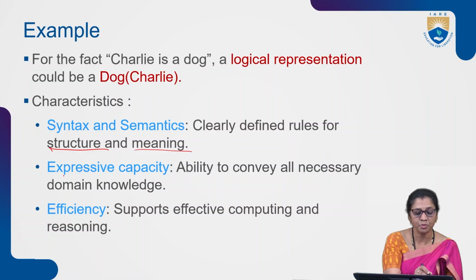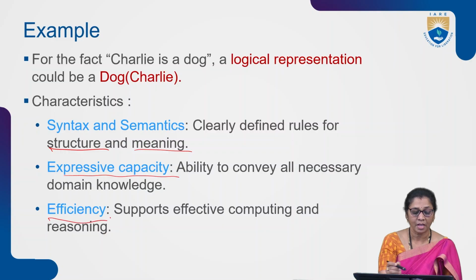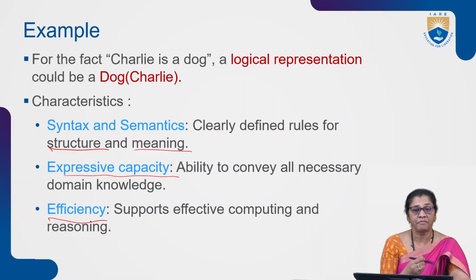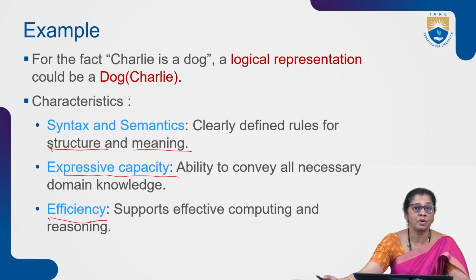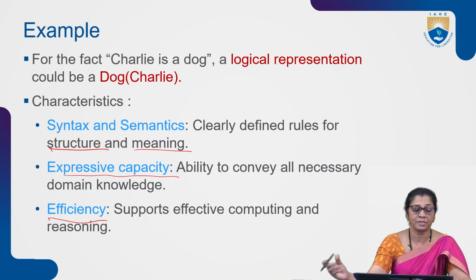Next is the expressive capacity, the ability to convey all necessary domain knowledge. How do we express? This is the ability to convey. Next is the efficiency. It supports effective computing and reasoning. Our efficiency is based on how efficiently we can reason about our knowledge.